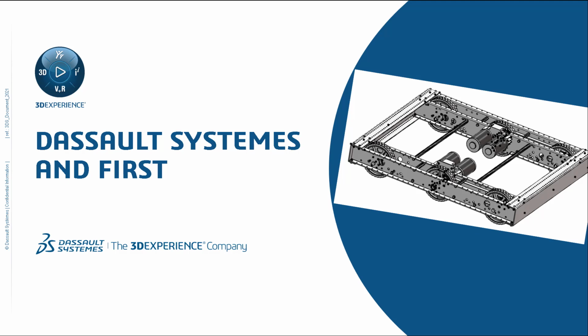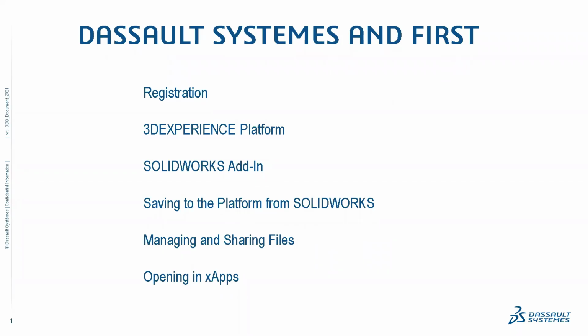All right, so to start off, these are the different topics we're going to go through today. We're going to talk about the 3D Experience platform and SOLIDWORKS and the registration process for FIRST Robotics teams. So we'll go through the registration process. We'll go through a little bit about the 3D Experience platform for those of you who haven't seen it before. We're going to talk about the SOLIDWORKS add-in. Then we're going to go into saving to the platform from SOLIDWORKS, managing and sharing those files, and then finally opening in XApps.